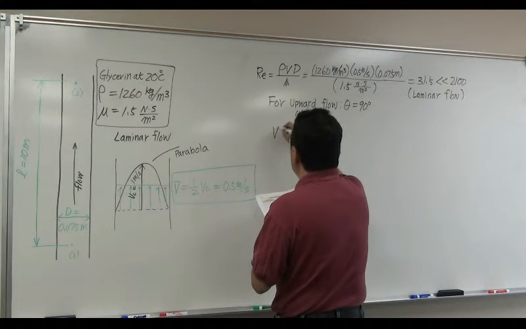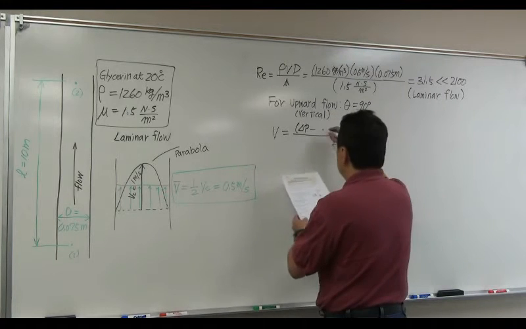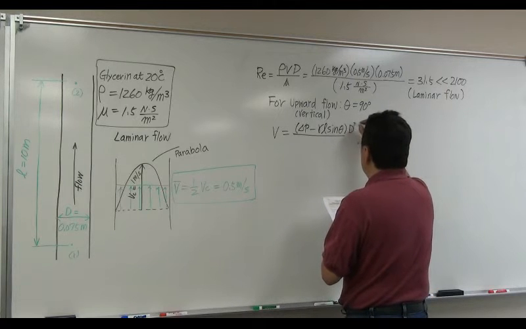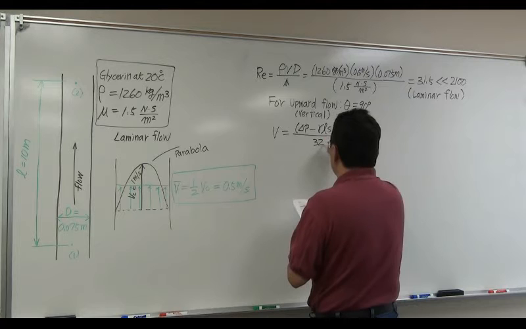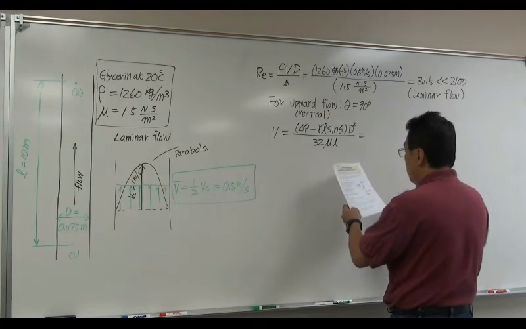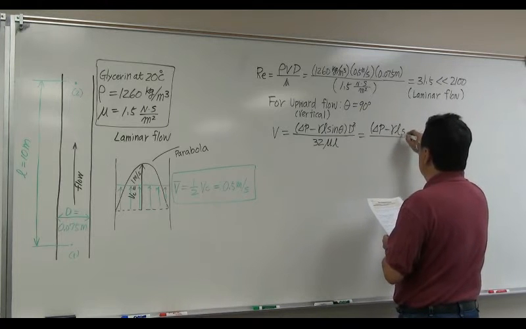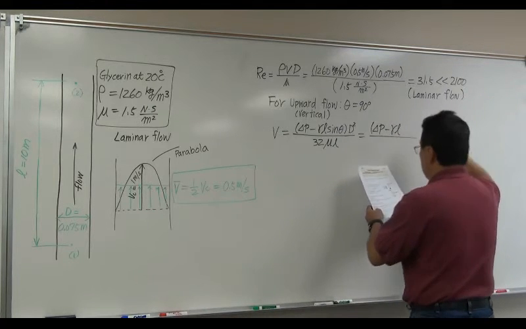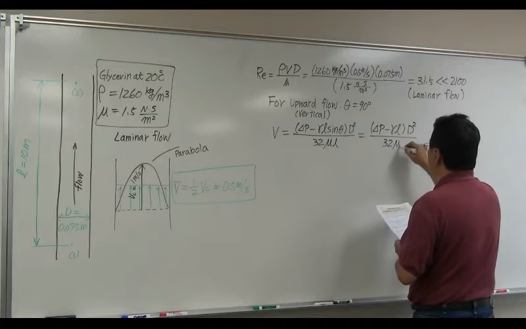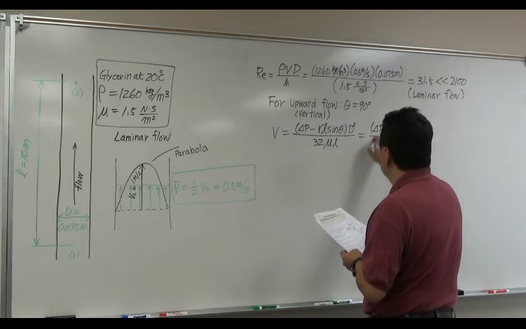So the equation now becomes: velocity is (delta p minus gamma L sine theta) multiplied by diameter squared divided by 32 mu L. If you plug in theta equal to 90 degrees, this becomes (delta p minus gamma L) times d squared over 32 mu L. Okay? So let's solve this equation for delta p.